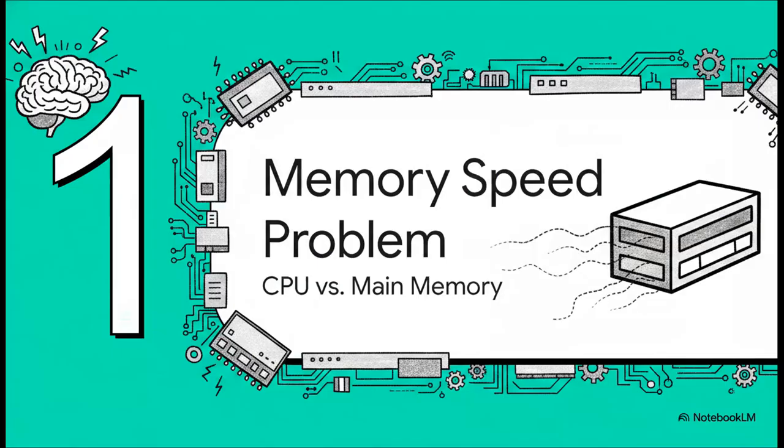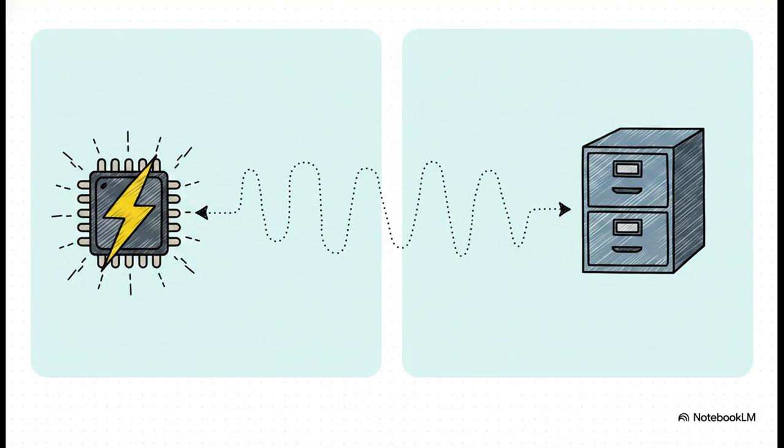Let's jump in. Part 1, the memory speed problem, pitting the CPU against main memory. To really grasp the headache engineers were facing, think of your CPU, the brain of the computer, as a brilliant, lightning-fast worker. This worker can crunch numbers at mind-boggling speeds. But their main memory, the RAM, is like a massive filing cabinet located way down the hall. Sure, it holds absolutely everything the worker could ever need, but it takes forever to get up, walk all the way down the hall, grab a single piece of paper, and walk back.